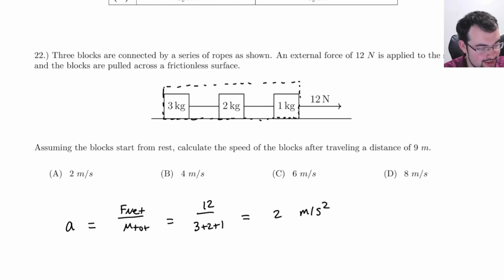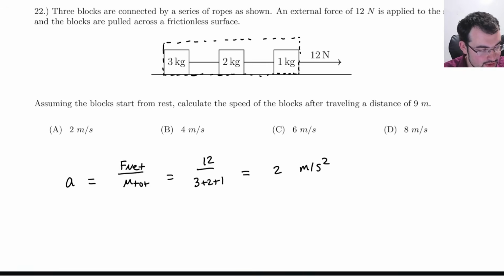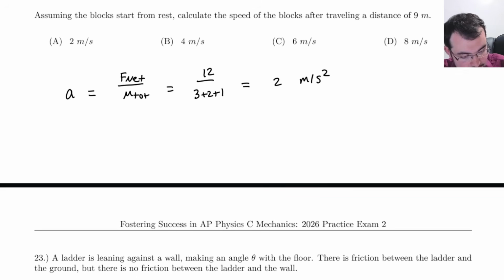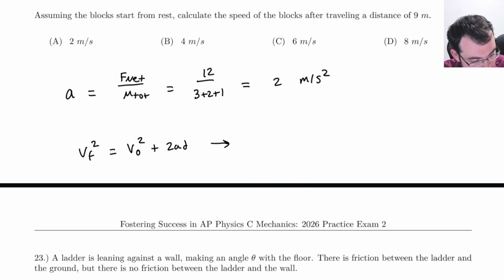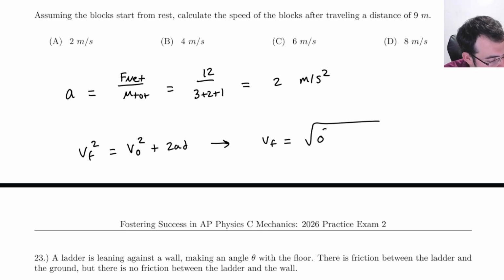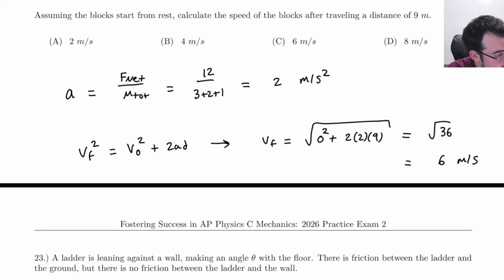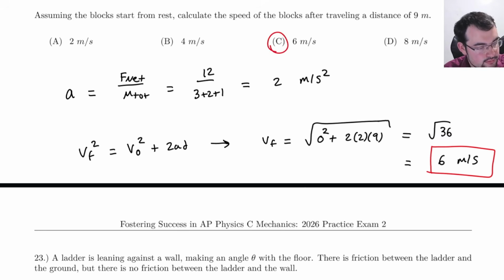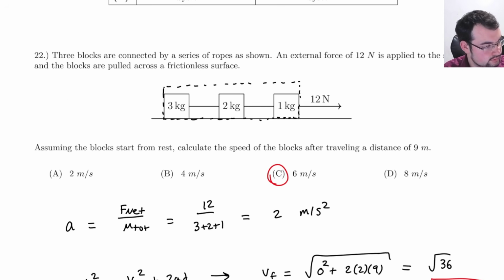So now we got to do some kinematics. So I have their acceleration. The thing that's missing is time, and I'm also not interested in time. So if you're looking for the kinematics that does not include t, it is vf squared equals vo squared plus 2ad. So this means our final speed will be the square root of 0 squared plus 2 times 2 times 9, which would be the square root of 36, which is 6 meters per second. Level 2 once again, because you have to synthesize a bit.